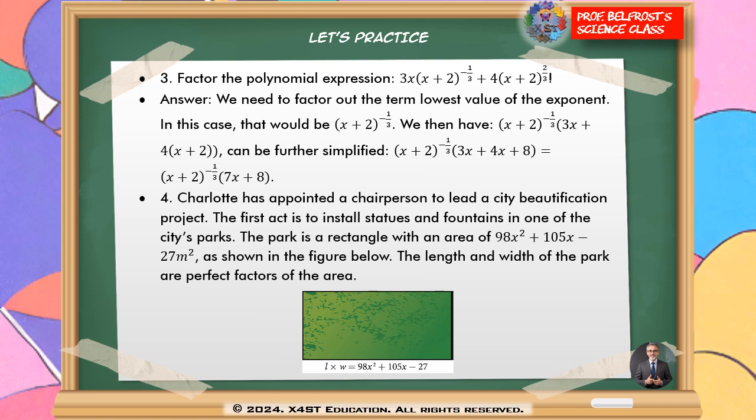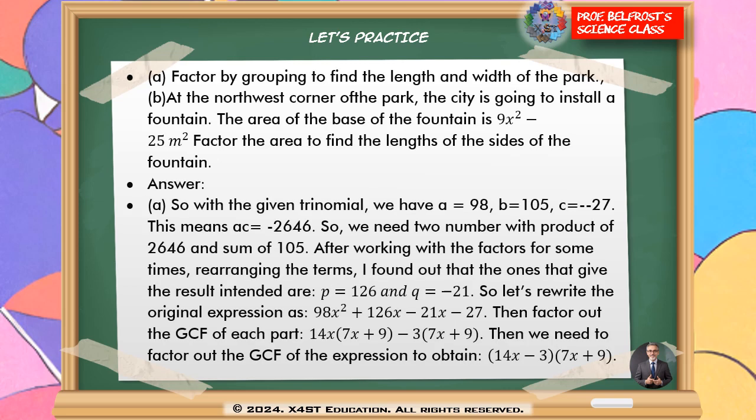Fourth problem, which is the last problem. Charlotte has appointed a chairperson to lead a city beautification project. The first act is to install statues and fountains in one of the city's parks. The park is a rectangle with an area of 98x squared plus 105x minus 27 square meters, as shown. The length and width of the area are perfect factors of the area. A. Factor by grouping to find the length and width.